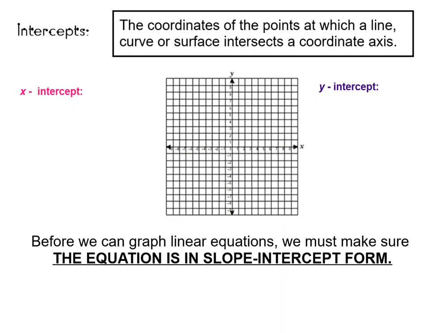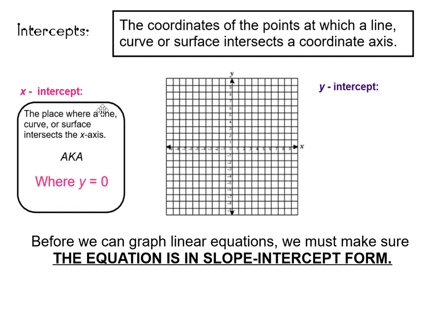Okay? So next up, we have to learn what the x and y intercepts are. The intercepts are the coordinates of the points at which a line, curve, or surface intersects a coordinate axis. So an x-intercept is the place where a line, curve, or surface intersects the x-axis, aka it's where your y equals 0. So when we write this out on homework, we would always write it in the form of (x, 0), because our y value is going to be 0.